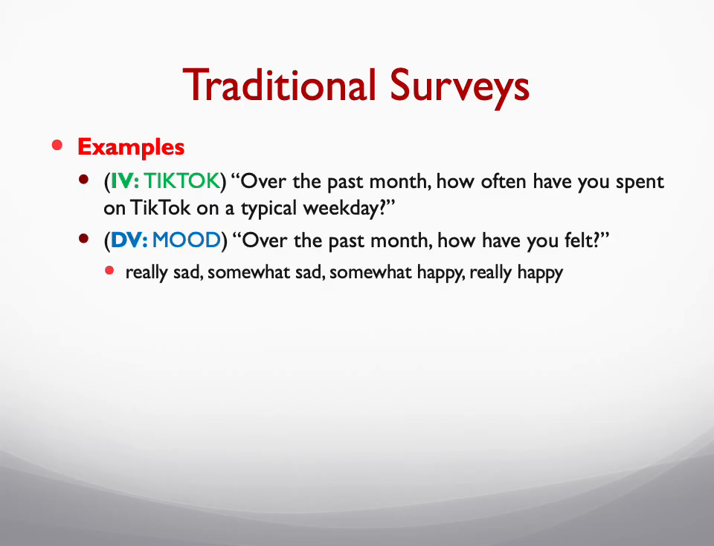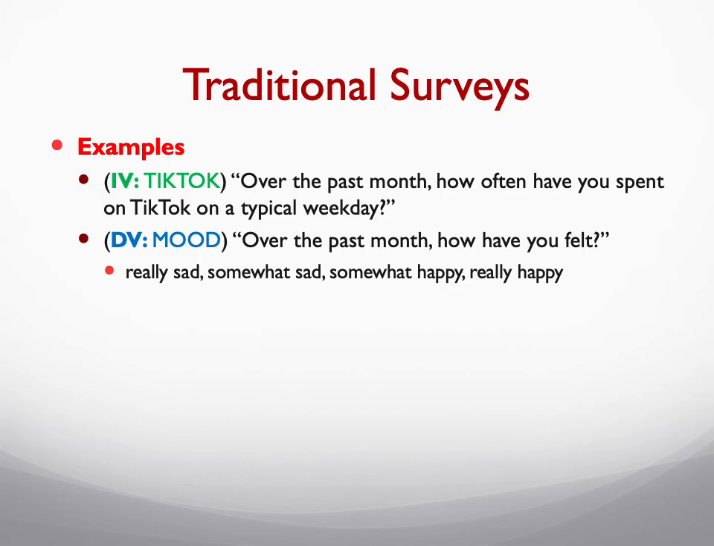And maybe my dependent variable is something like mood. So I might say, over the past month, how have you felt in general? Really sad, somewhat happy, really happy. And I could give you these response options and you get to pick. But you might say, well, my mood has changed quite a lot over the past month. It's hard to say on average how I felt, because maybe you've had some really happy days, some really sad days, some in-between days. And so you're just not quite sure how to answer this question.